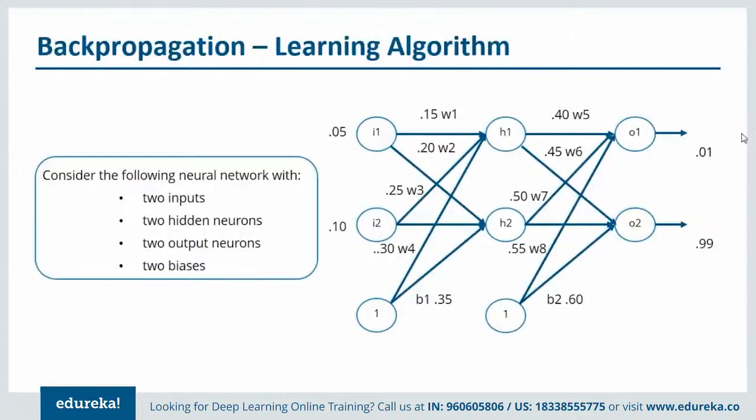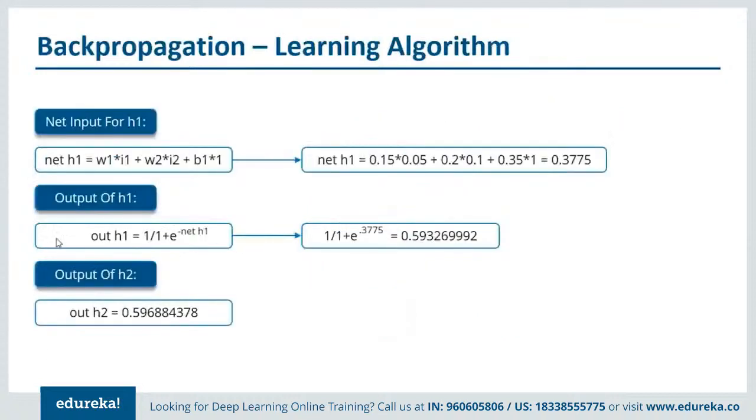Now what we need to do is make sure that we have weights in such a way that we get output as 0.01 and 0.99. But let us see if we get that same output when we provide these kinds of weights. The net input for this particular H1 will be what? It'll be W1 into I1, that is the first input, plus W2 into I2 plus B1 into 1, which gives us the answer as 0.3775.